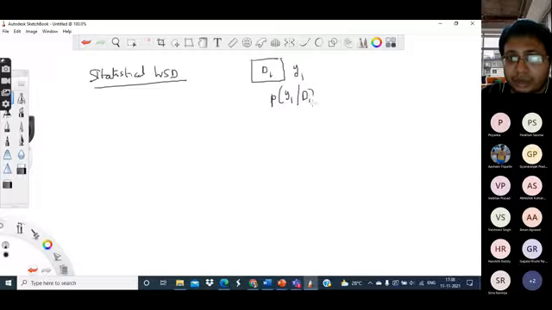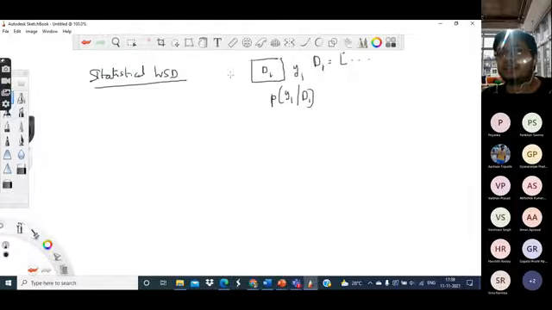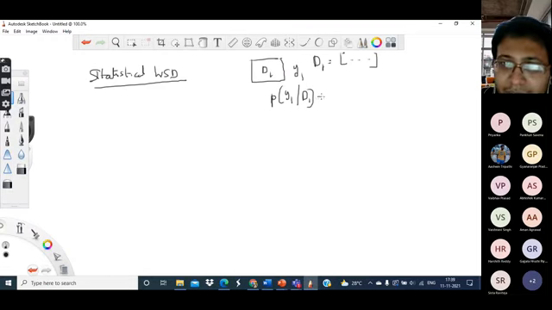Given D1. Now what is D1? D1 is nothing but a sequence of word tokens. A document is a sequence of sentences and a sentence is a sequence of word tokens, so a document is a sequence of word tokens. So then what did we do? We wrote it in this way.